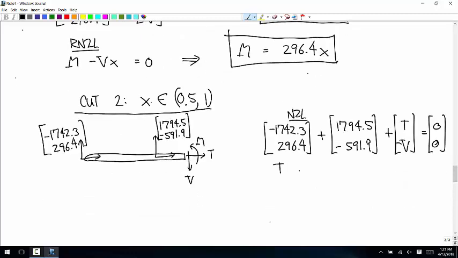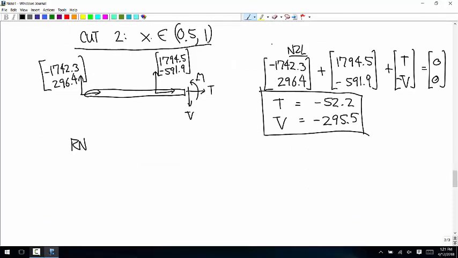And so what do you get for T? Negative 52.2. And V? Positive 295.5. Okay, so we got those.